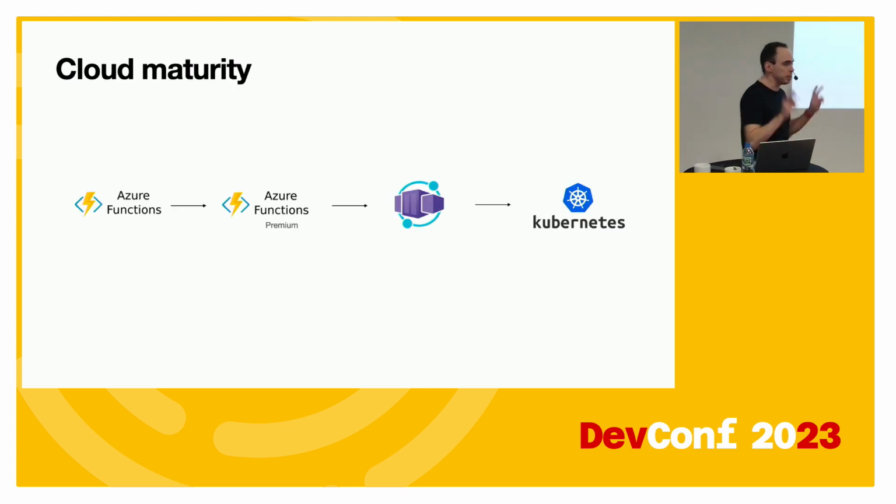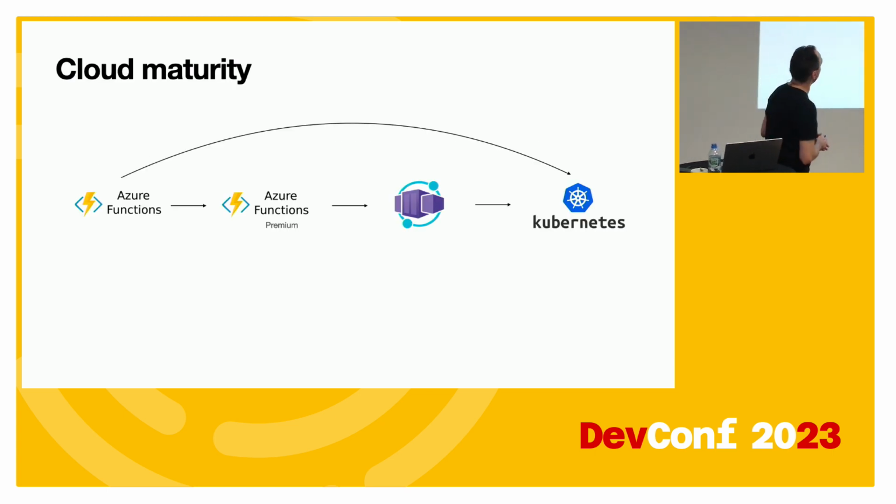So from their cloud maturity, so to speak, they just went all the way from Azure Functions. They just skipped. They might have had premium instances, I don't remember. They didn't do Azure Container Apps. They just went straight to Kubernetes. So that's how they ran their background tasks.